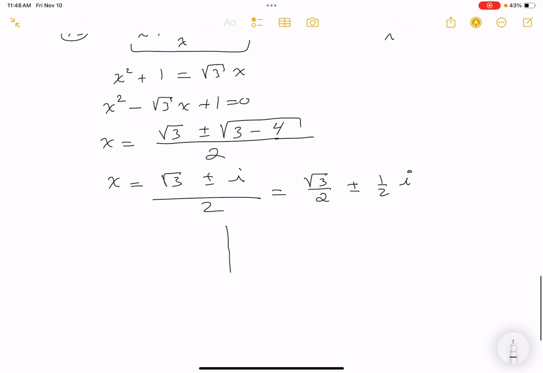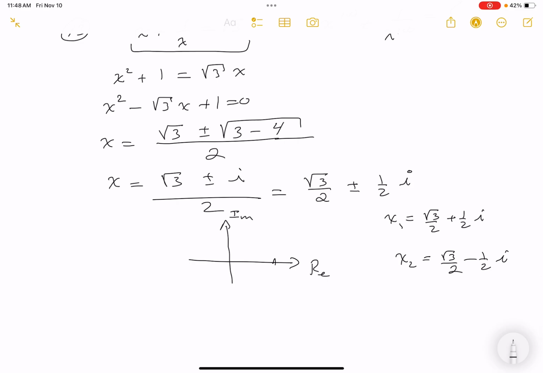And I want to remind you that we've been writing these things in polar form. That's the real part, this is the imaginary part. I actually have two numbers. I'll say x1, and x1 is root 3 over 2 plus 1/2 of an i. And the other one, x2, is going to be root 3 over 2 minus 1/2 of an i. And I'm going to say, sort of like this over here, root 3 over 2, and maybe the first one's over here somewhere.